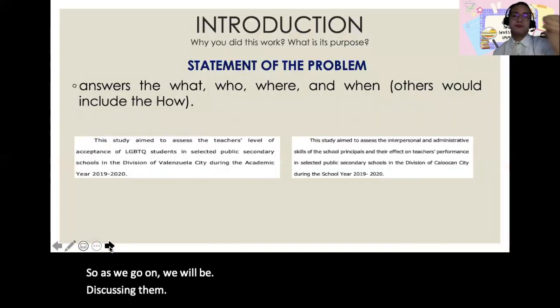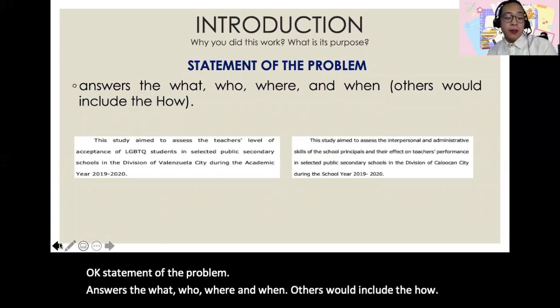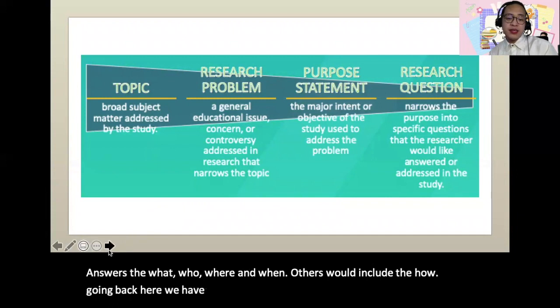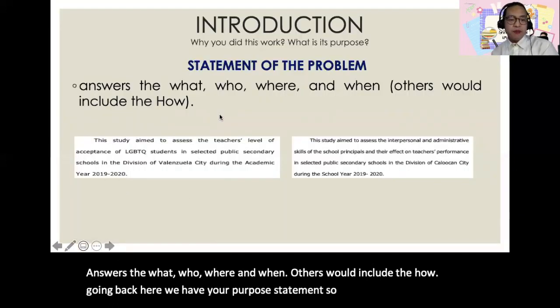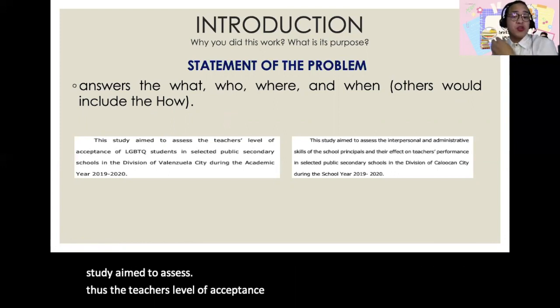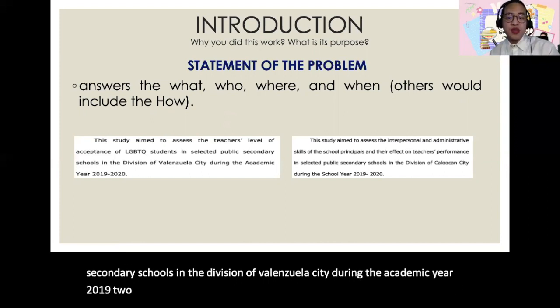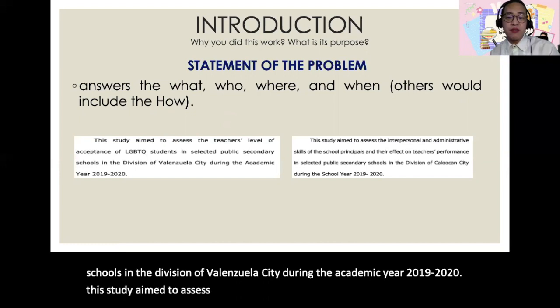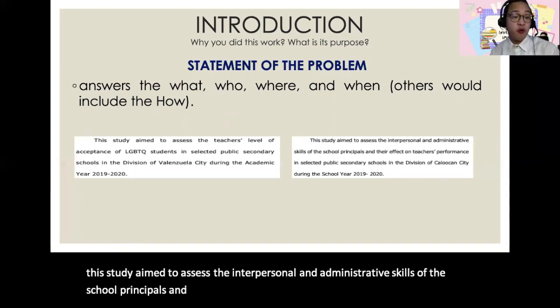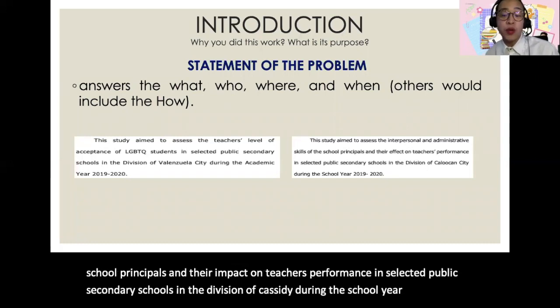Okay, statement of the problem. Answers the what, who, where, and when. Others would include the how. So, going back here, we have here purpose statement. So here, for example, this study aimed to assess the teachers' level of acceptance of LGBTQ students in selected public secondary schools in the division of Valenzuela City during the academic year 2019-2020. The study aimed to assess the interpersonal and administrative skills of the school principals and their effect on teachers' performance in selected public secondary schools in the division of Caloocan City during the school year 2019-2020.